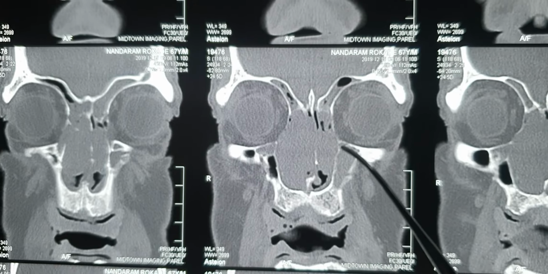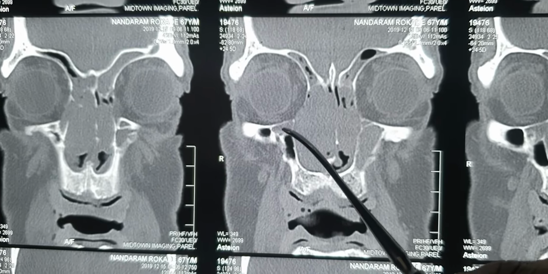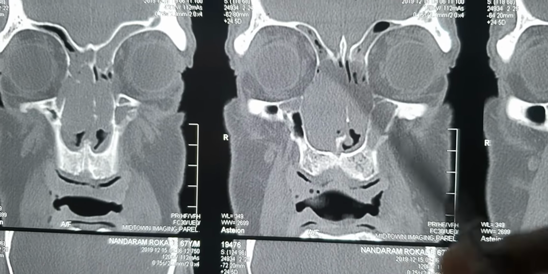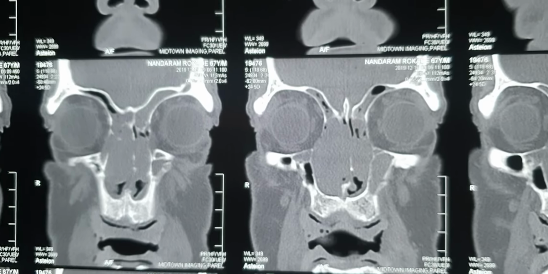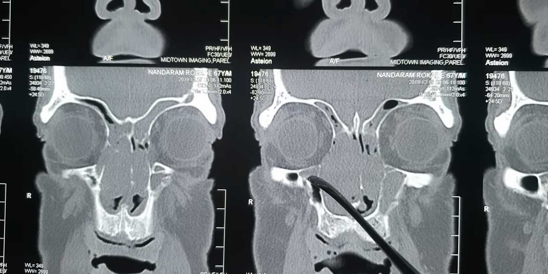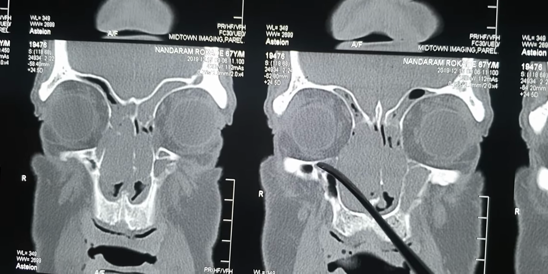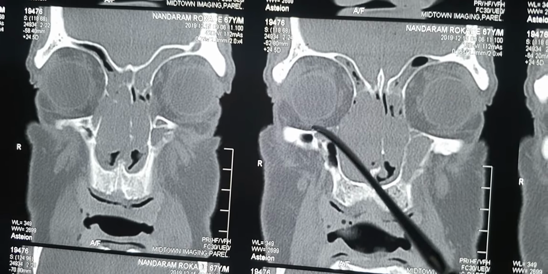The left maxillary sinus is completely opacified. The right maxillary sinus is having one abnormal cell. Now, what cell could that be? That is the Haller cell. This cell you can see over here, which is opacified a bit, is a Haller cell.